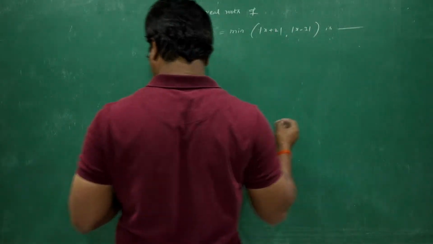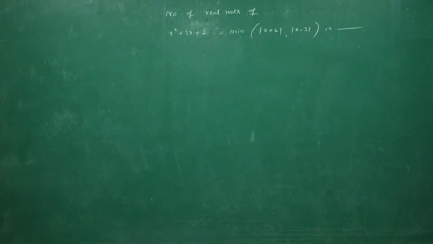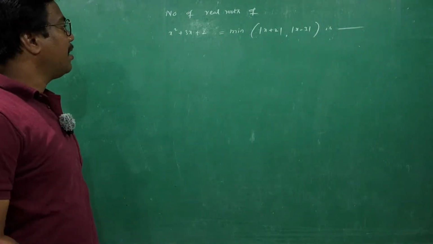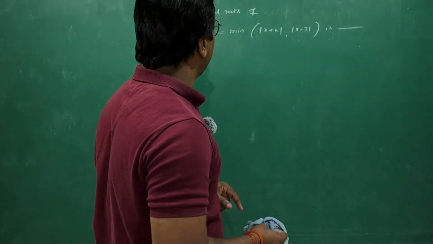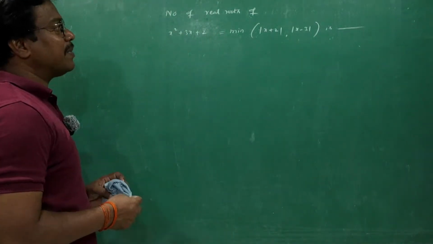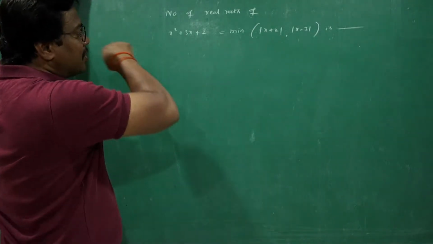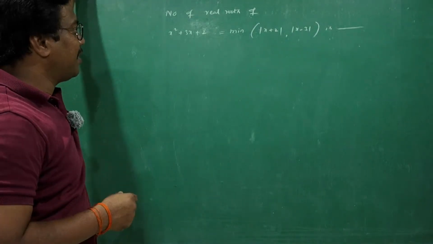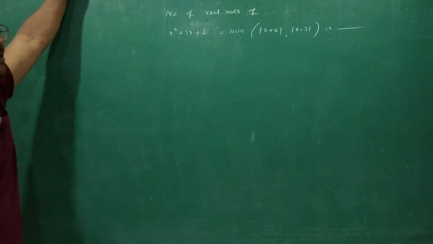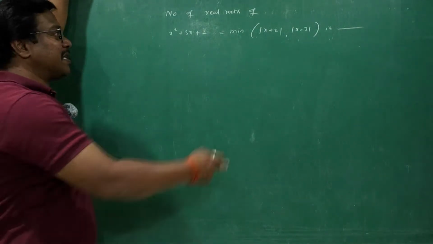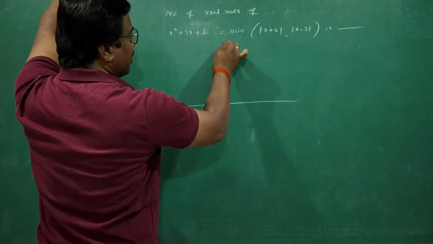Yes, on the left hand side you have a second degree equation in terms of x, and in the right part you have a special function, right? Minimum of mod x plus 2 comma mod x minus 3. The solution is possible by graphical method. Why? Because in the right hand side you have a special function. So I am going to solve this question by graphical method.